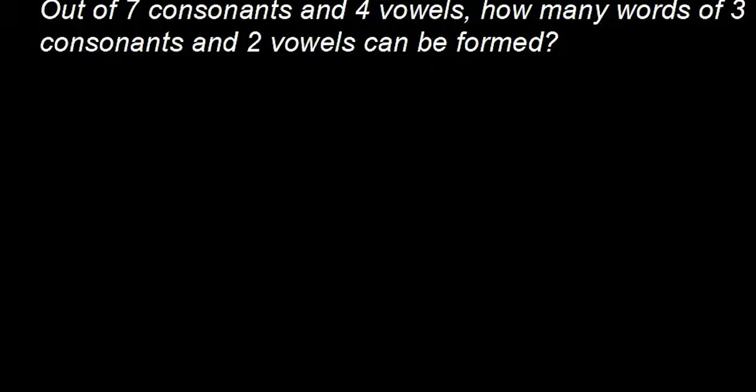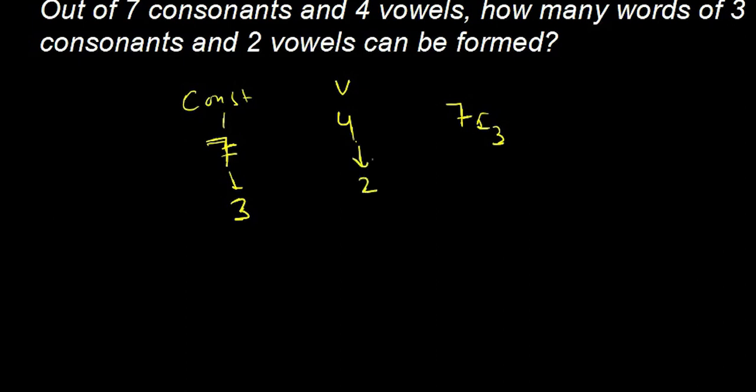7 consonants and 4 vowels. How many words of 3 consonants and 2 vowels can be formed? So 7 consonants are there, and how many vowels are there? So there are 4 vowels. Out of them, we need words of 3 consonants. So out of 7, how many do you have to select? 3. So that can be done in 7C3 ways, and this 4 out of 2, so obviously this is going to be 4C2.